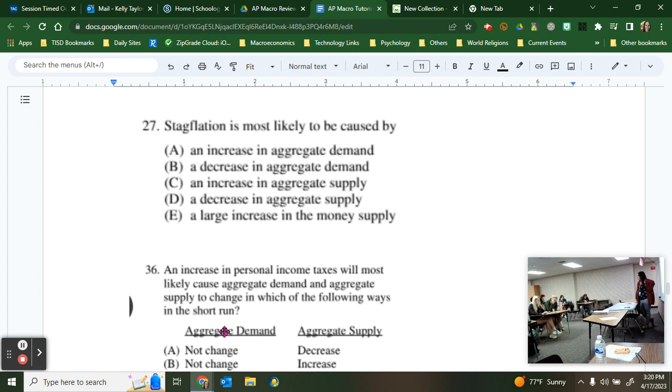Alright, we're good. Ready? Okay. 27, stagflation. This is a you either know or you don't. There's no reasoning here. It's level 1. Stagflation is only a leftward shift of aggregate supply. What else is it called? Cost push inflation. So let's draw a picture of it. This is what stagflation looks like. A leftward shift of aggregate supply, where you have higher prices and a lower GDP. That is terrible.